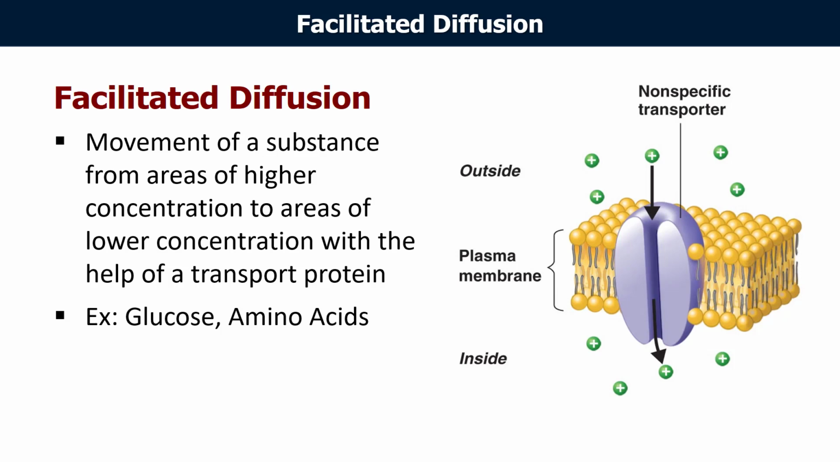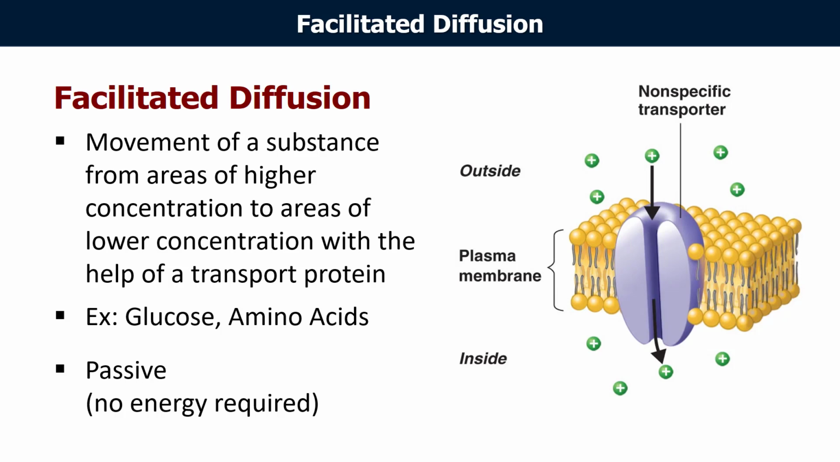They're small, they could fit between phospholipids, but they have so many polar covalent bonds that they just can't interact with the fatty acid hydrophobic tails. So glucose and amino acids, whether they're coming into a cell or out of a cell, are going to need the help of this transport protein. Bear in mind again, though, they're still following the gradient, higher to lower, so this is still passive. You still don't need any energy.